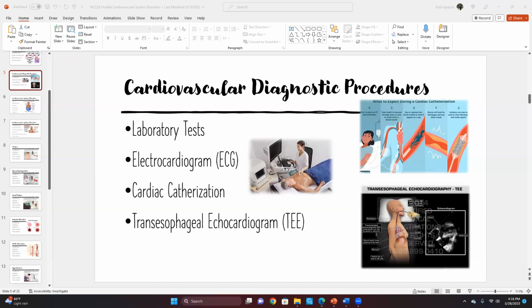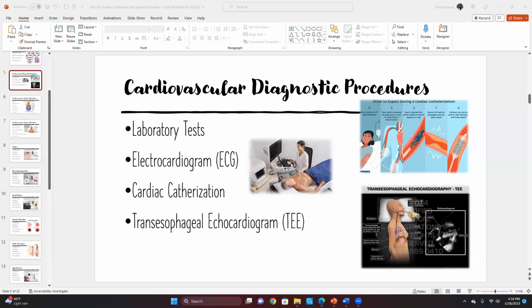And we're going to make sure that we get those distal pulses marked and get some baseline vital signs. Now, after the catheterization, we're going to monitor the patient's blood pressure and their apical pulse every 15 minutes for 2 to 4 hours, because we want to make sure that the patient's condition has stabilized. We're going to monitor for any bleeding, assess them for chest pain, and we'll make sure that we tell the patient to flush their system with fluids so they can get rid of the dye.